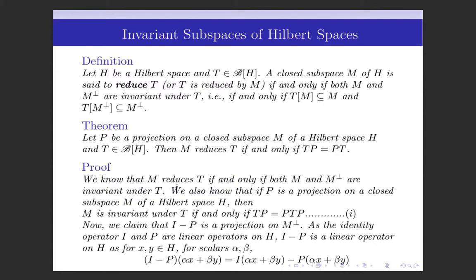We know that M reduces T if and only if both M and the orthogonal complement of M are invariant under T. We also know, and we have actually proved this result in the last lecture, that if P is a projection on a closed subspace M of a Hilbert space H and T is a bounded linear operator on H, then M is invariant under T if and only if TP is equal to PTP. Now we claim that I minus P, where I is the identity operator, is a projection on the orthogonal complement of M.